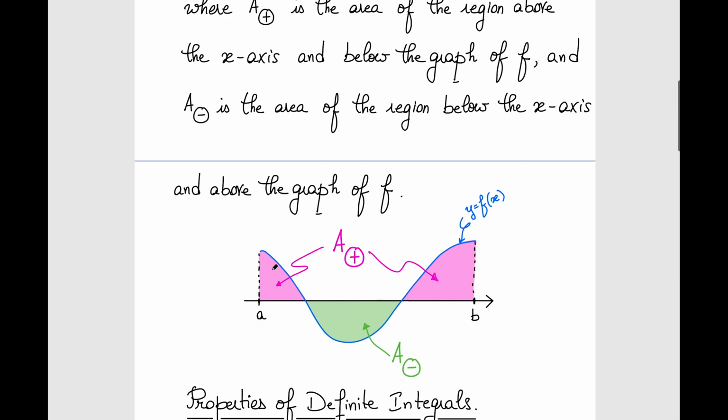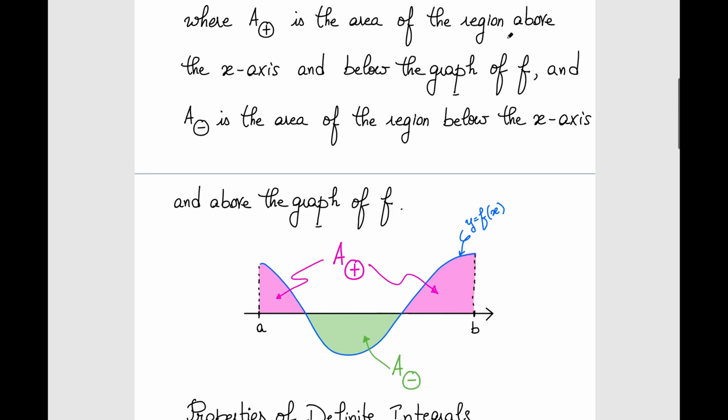and A plus would be the sum of these two pink pieces, right? Because A plus is the area of the region above the x-axis and below the graph. So we're talking about such a piece and such a piece. So what's A plus? It's the sum of those two surfaces.